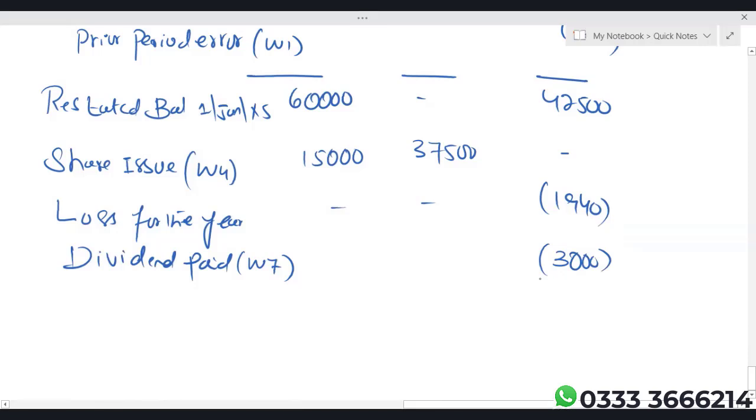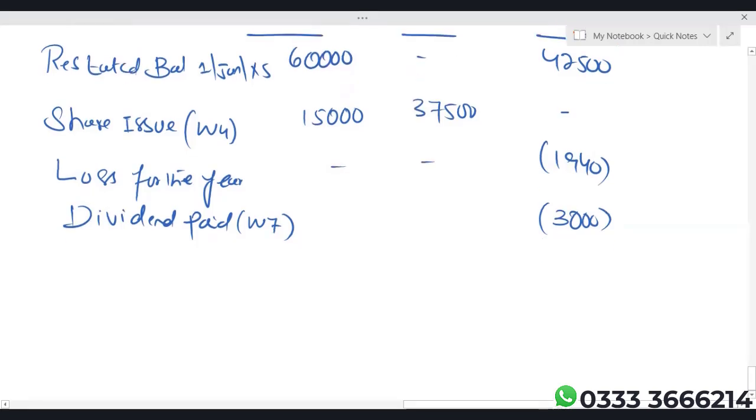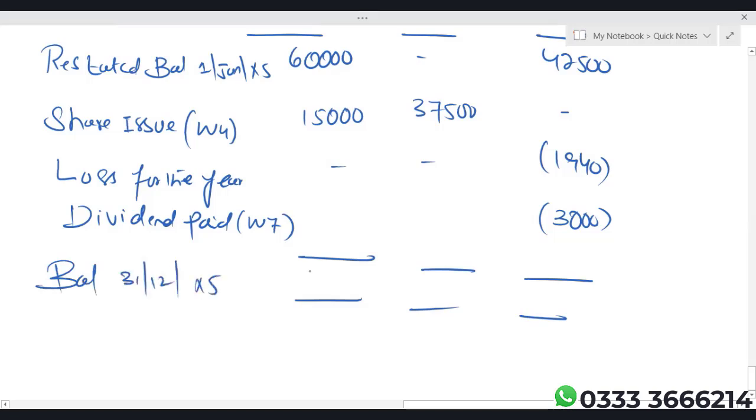So in a statement of changes in equity, only the equity section of the statement of financial position comes. Share capital, share premium. In this question, there's no revaluation surplus, but if there is, then one more column comes for the revaluation surplus, then retained earning. And a statement ends on the closing balance. Balance December X5: 75,000, 37,500, 42,500 minus 1,940 minus 3,000 gives us 37,560.